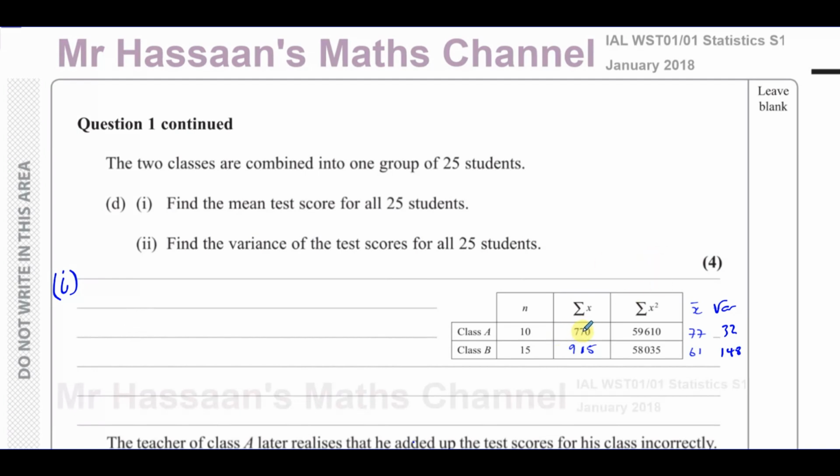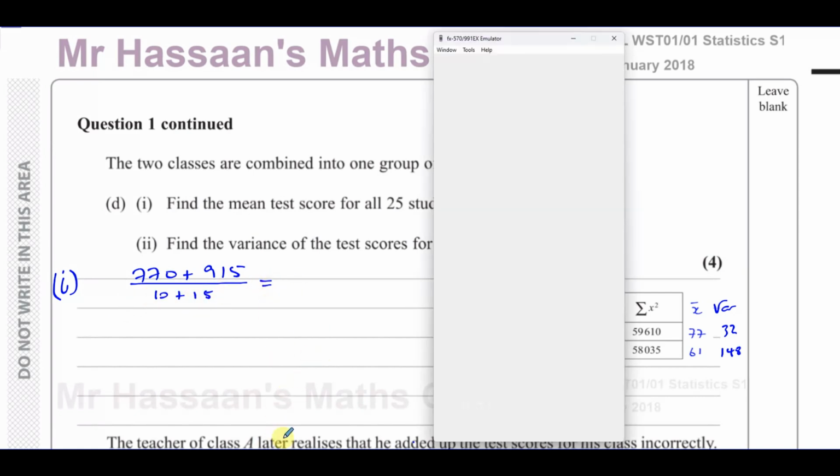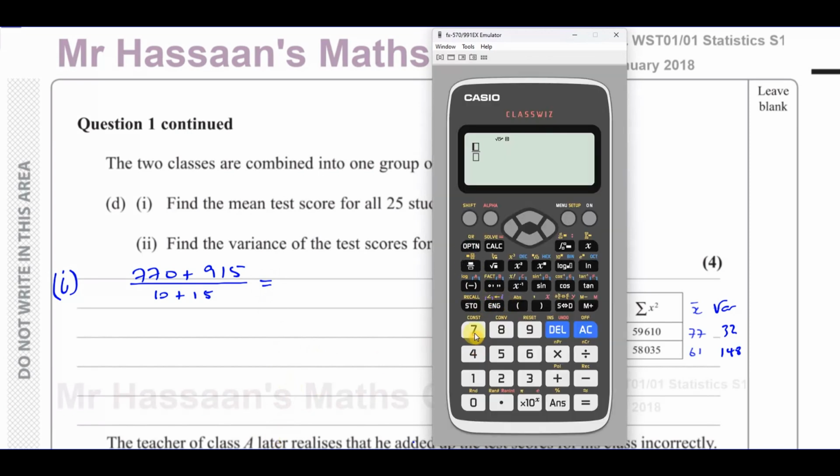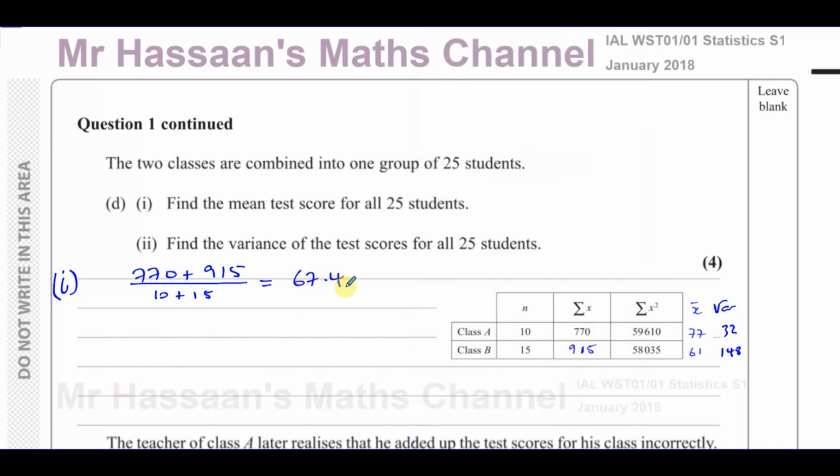So here we have the sum of the scores of the students in class A, and here the sum of the students in class B. So we have to add them together. So we have 770 plus 915, and we divide it by the total number of students, which is now 10 plus 15, which is 25, and that should give us our answer. So we have to divide 770 plus 915 by 10 plus 15, which is 25, which gives us 67.4 exactly, 67.4. That's an exact value, it's not rounded. Okay, that's the new mean. Okay, that's the mean for all combined. That's like the combined mean, you can say, combining the two classes together.